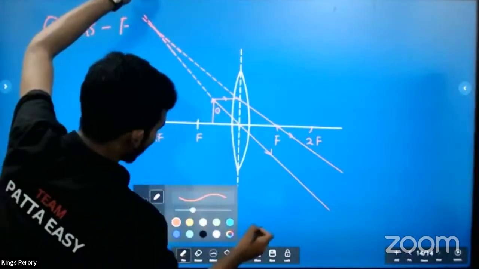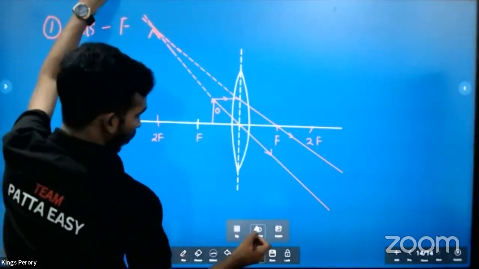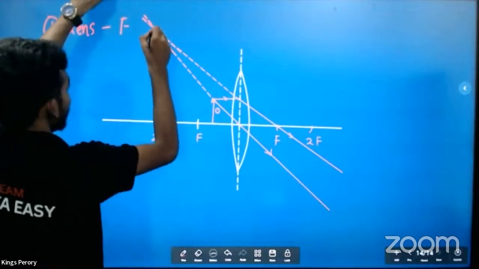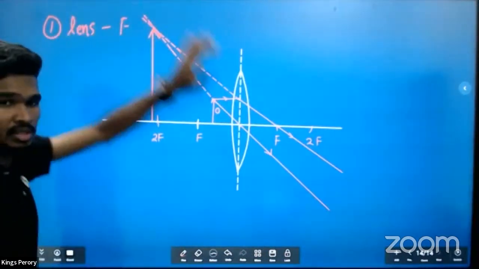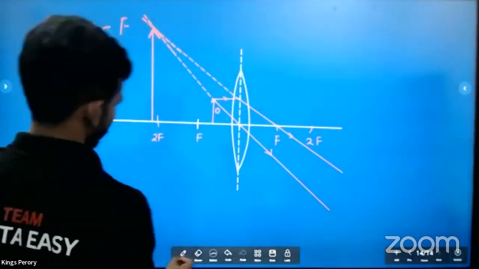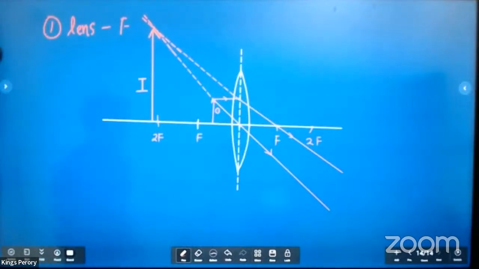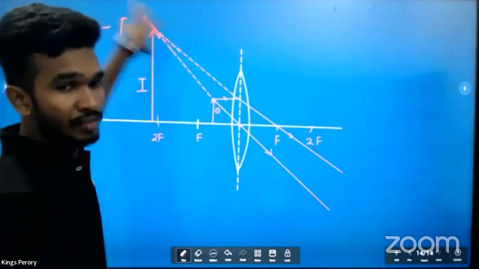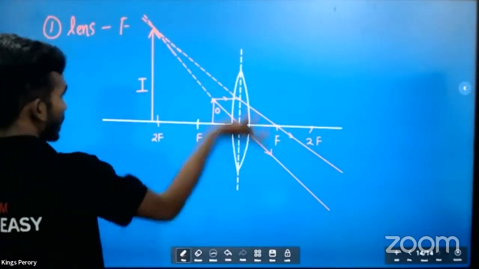At the meeting point you have your head. I told you, always the tail is on the focal point. That's how your image is formed. What are the properties of the image? First one, you need to memorize the properties separately. What are the properties? Image forms behind the lens.